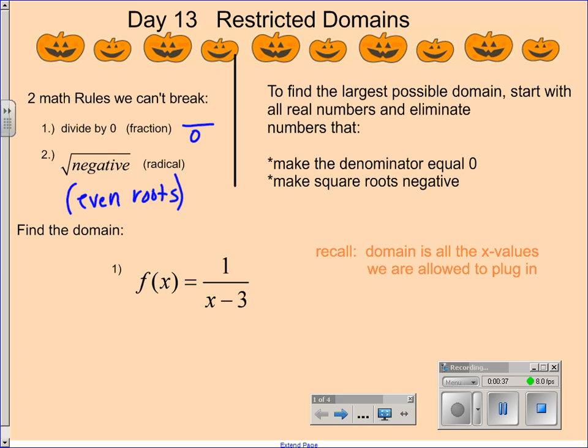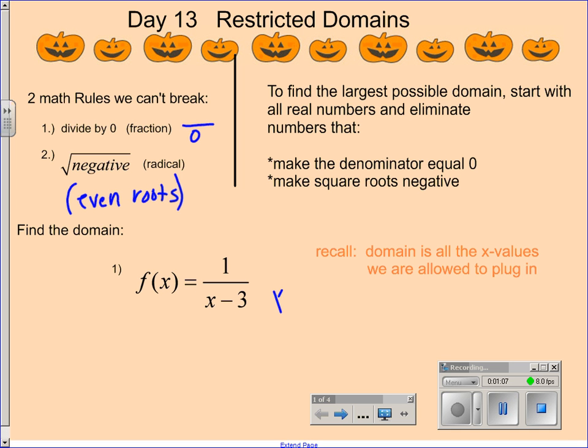So to find the largest possible domain, we're going to start with all real numbers and eliminate numbers that make the denominator equal to 0 or makes the square roots negative. So looking at number 1, we're going to find the domain. So remember, domain is all the x values that we're allowed to plug in. So you need to think, what makes this fraction undefined? What makes this bottom equal 0?